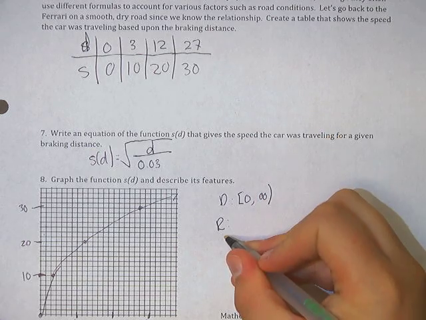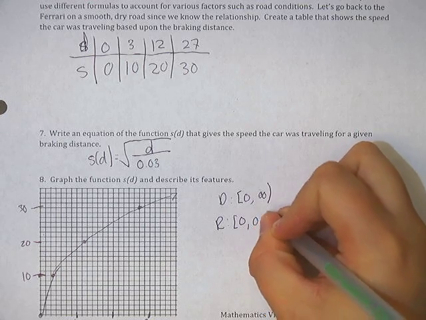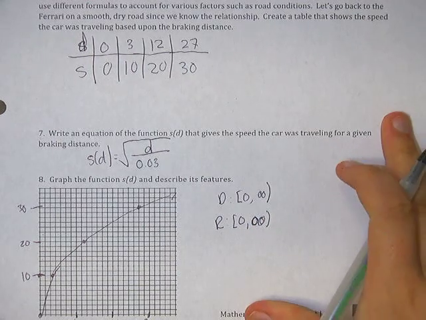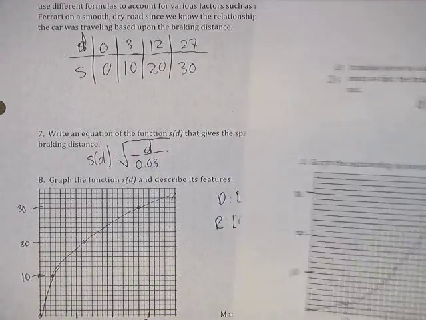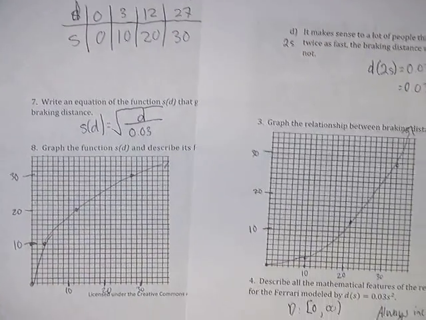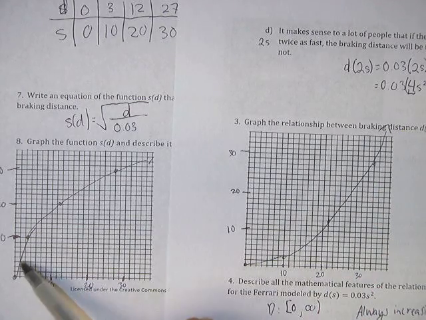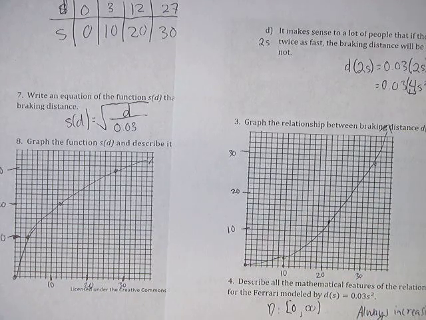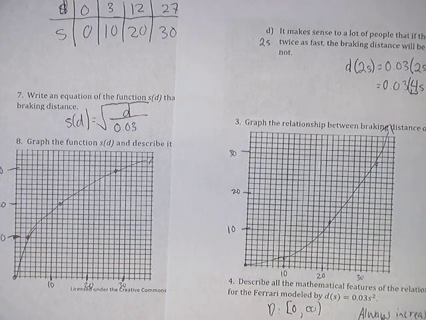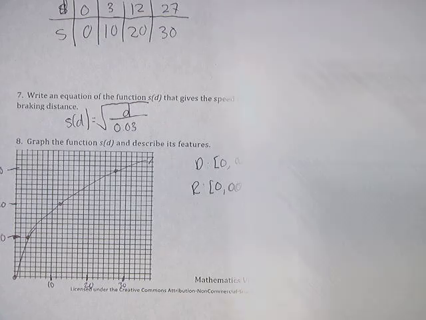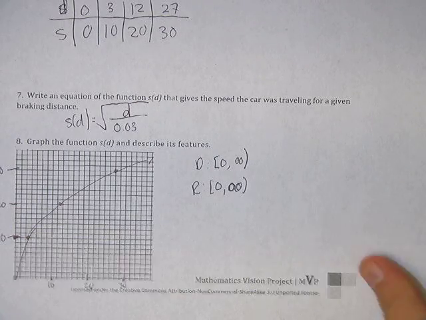So here's what our graph looks like. And then we also need to describe its features. So we have domain and range again. So our domain, remember, we're looking at all of our possible distances. Well, smallest distance it can go is 0, and it can go all the way out to infinity. With the range, well, it once again starts at 0 and can go out to infinity as well. Now, let's look at these graphs side by side here.